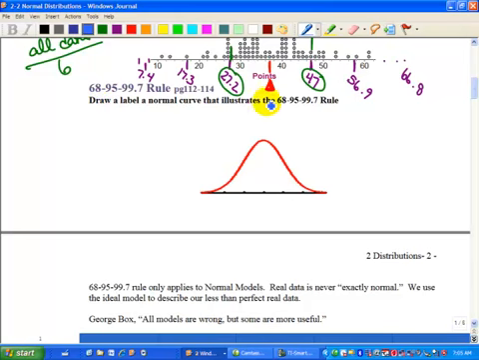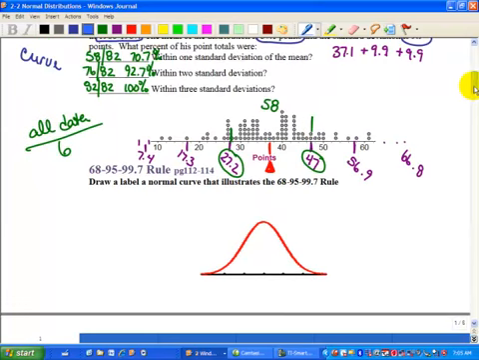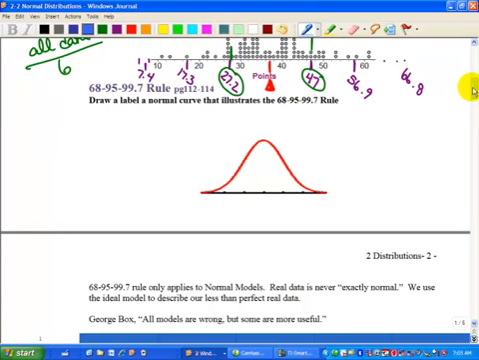The normal curve says, in general, this is how much data is in between each one. Let's see how close we came. 68, pretty close, 95, 99.7. This is in reality. This is in the ideal world. So as a ready reference, you say like this.